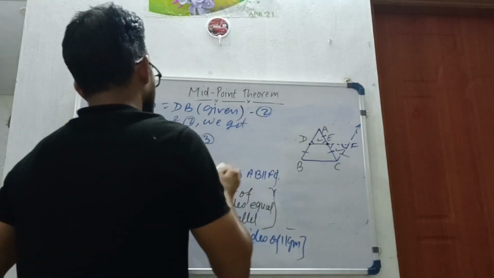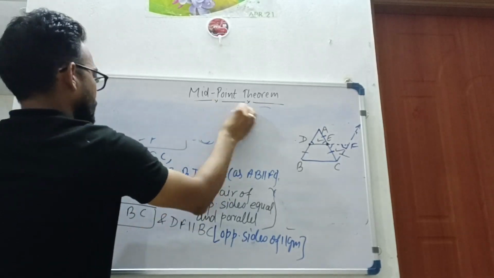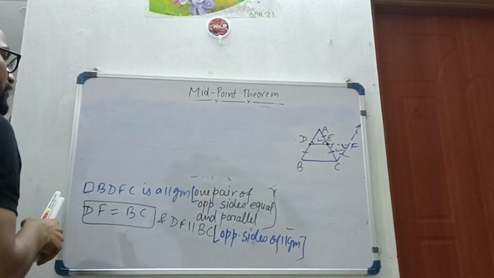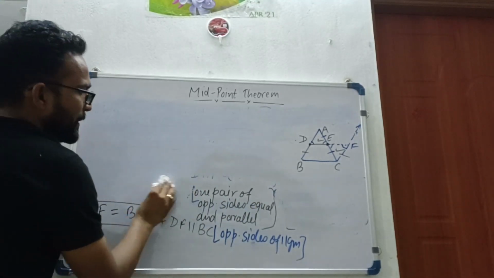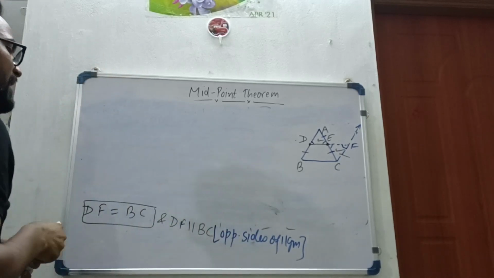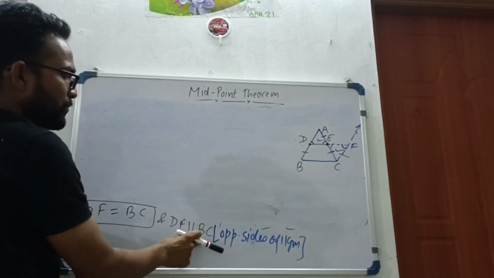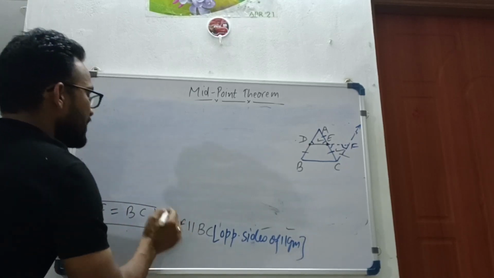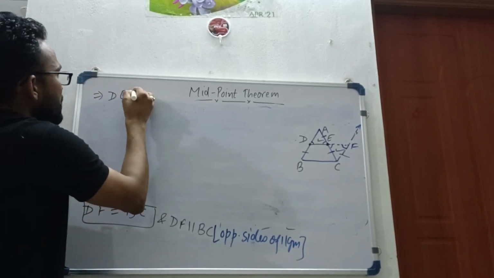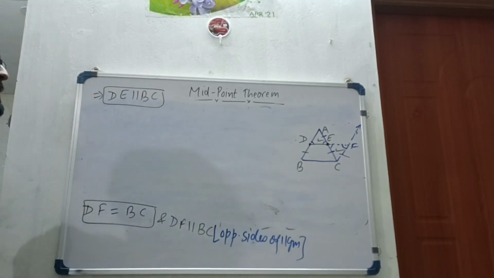Now we have BDFC is a parallelogram, and from that we got DF is parallel to BC. So the first step they have asked to prove: since DF is parallel to BC, we can say that DE is parallel to BC. So this part we have now proved. Another part we have to prove is DE equals half of BC.